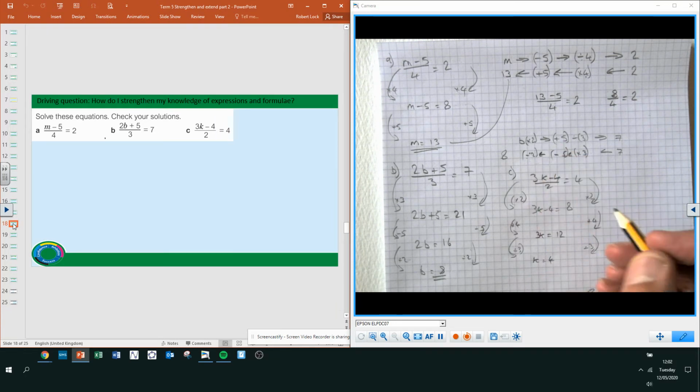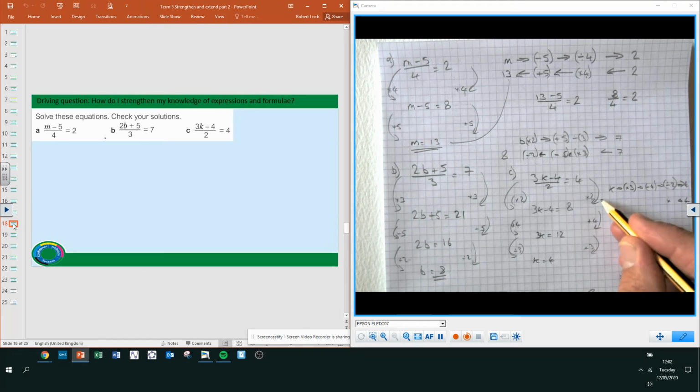And the back way, we've shown it up here. k is times by 3, minus 4, divided by 2, equals 4. 4 going backwards, we times by 2, which is there. We add 4, which is there. And we divide by 3, which is there. 4 times by 2 is 8. Add 4, it's 12. Divide by 3, which is 4. 3 4s are 12. Amazing.